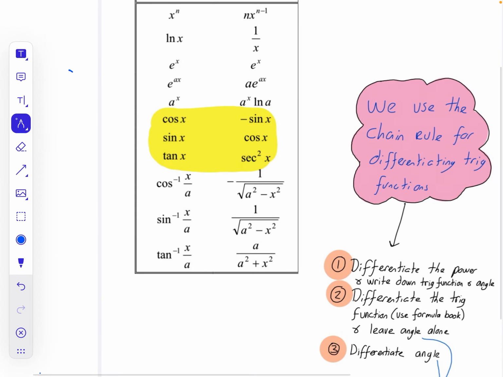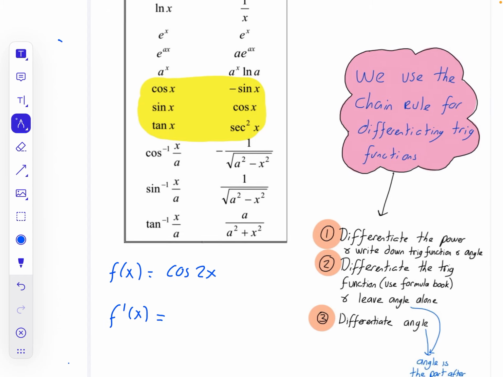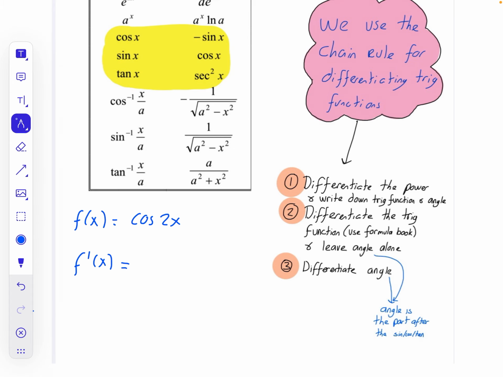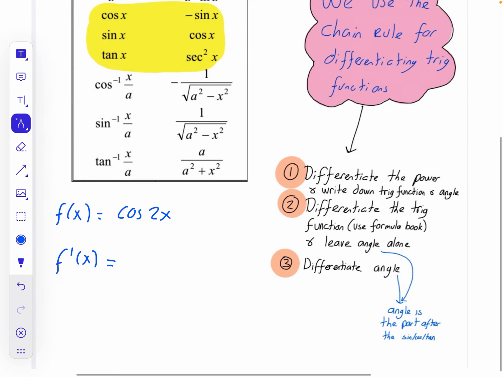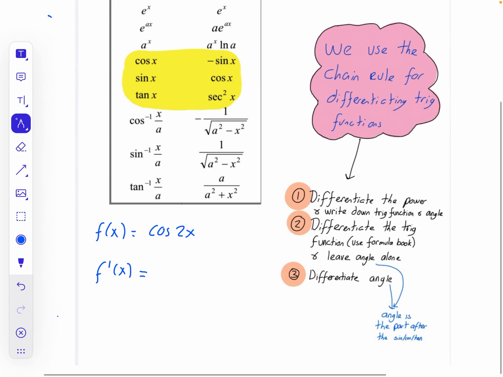Unfortunately, for higher level maths, things don't tend to stay that straightforward. Okay, so if we're given something like f of x is equal to cos 2x, and I'm looking for f dash x. Now, in your formula book, you're shown how to differentiate if you're given cos x. Okay, but you're not shown how to differentiate if you're given cos 2x. Now, what we need to do is apply the chain rule here again. So I have the steps written out. Sometimes you won't have all of these steps.